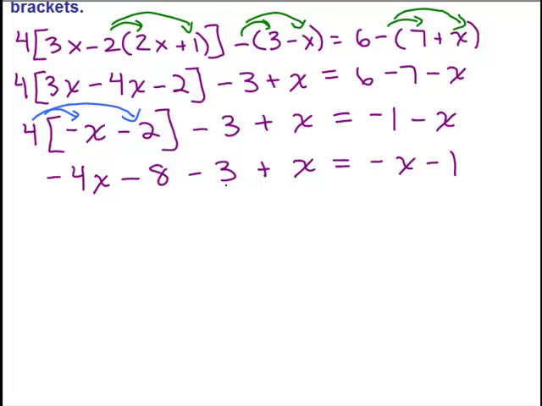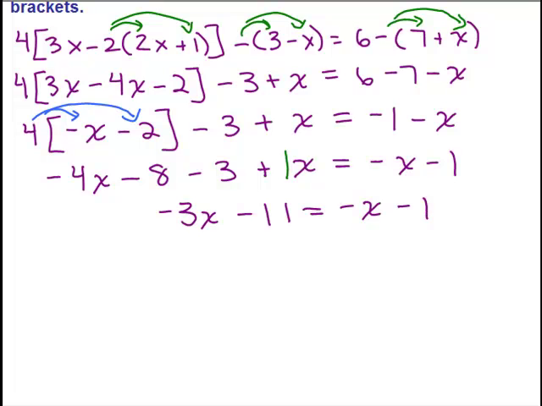And on the left-hand side, I can finally combine like terms. And be careful, when you see this x here, that's a 1x. So when you add the -4x plus 1x, that gives you -3x. And then I've got a -8 and a -3 here. That's a -11. And over here I had a -x minus 1.